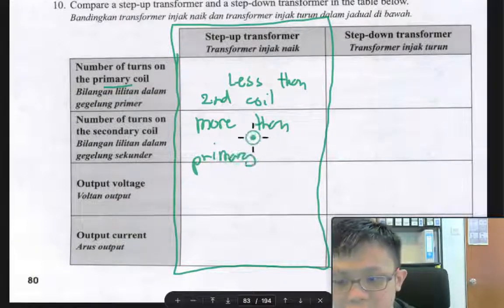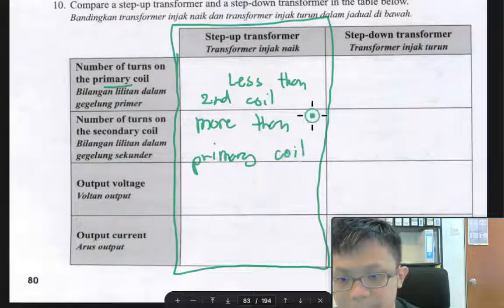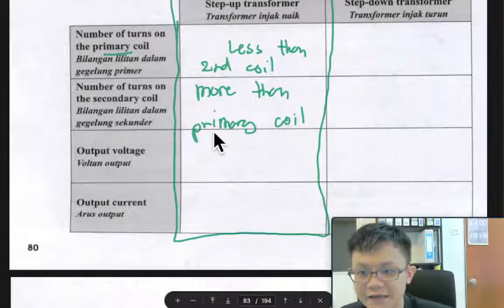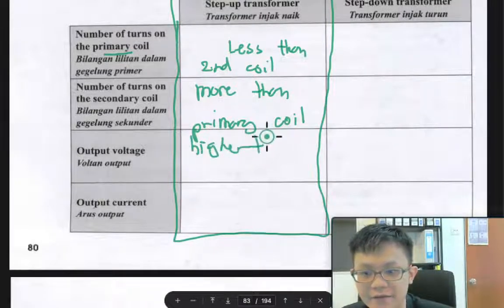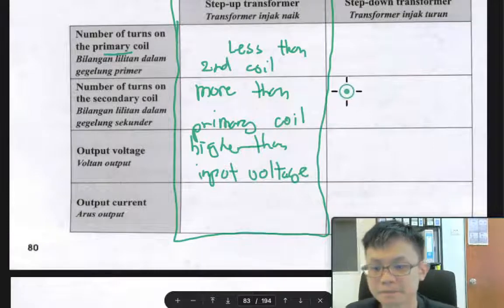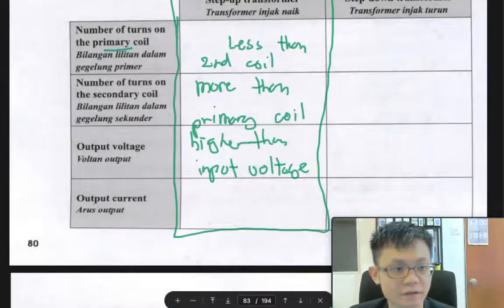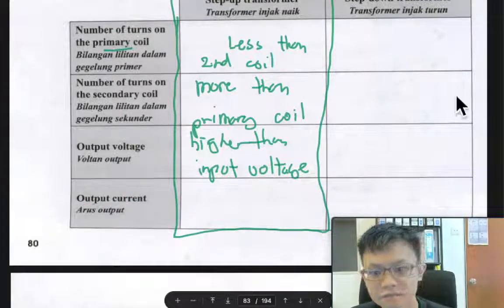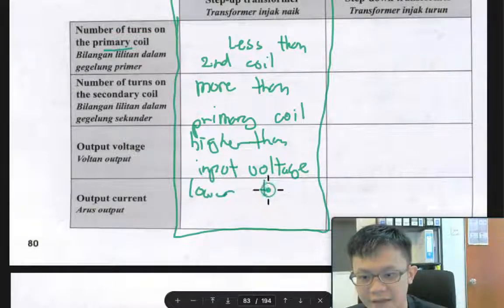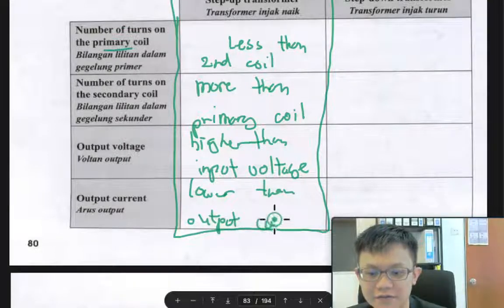How about the output voltage? Okay, higher than input voltage. Very good. Higher than input voltage. How about the output current? Very good. Lower than input current. Very good.